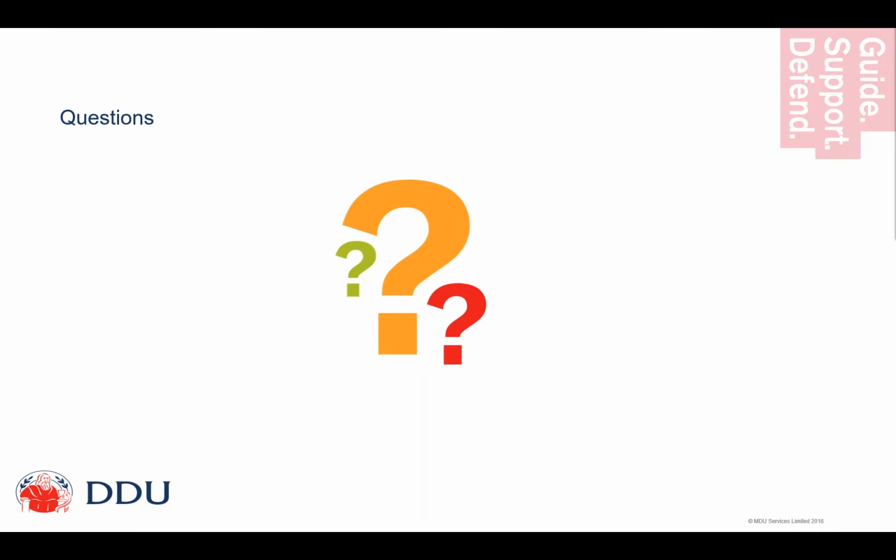It's the DDU's experience more generally that a complaint is less likely to arise if a patient has consented to it, and also if their family members are aware of the treatment they're having and in agreement with the care being provided.